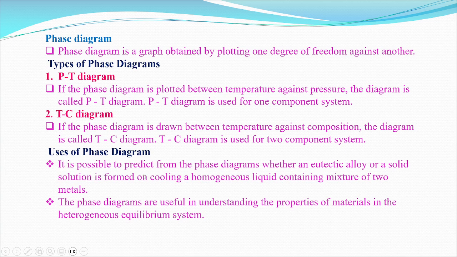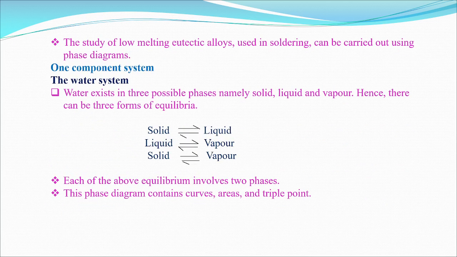Generally, a phase diagram is used to predict whether a eutectic alloy or solid solution is formed on cooling a homogeneous liquid containing a mixture of different metals, and it is also useful in understanding the properties of materials and the heterogeneous equilibrium system. By studying the phase rule and water system, engineers can develop a deeper understanding of thermodynamic principles and apply them to design and optimize systems in various engineering fields.